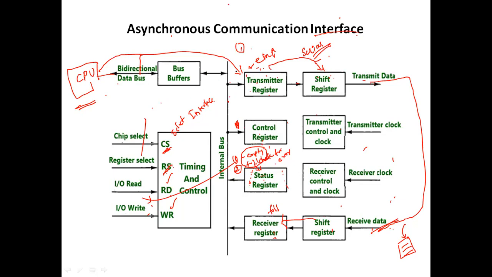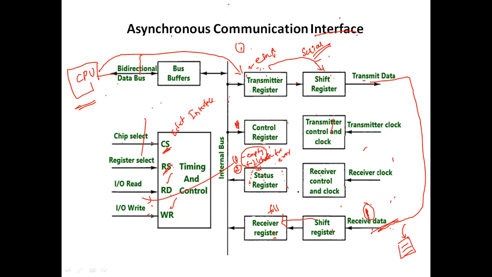And the working of the receiver is this: if the receiver input is in the 1 state, or when the line is idle, the receiver control monitors the receiver data line to check whether any data has arrived or not. Here the character bits are shifted into the shift register one bit after another. This is how the bits are transmitted from the transmitter register to the receiver register.